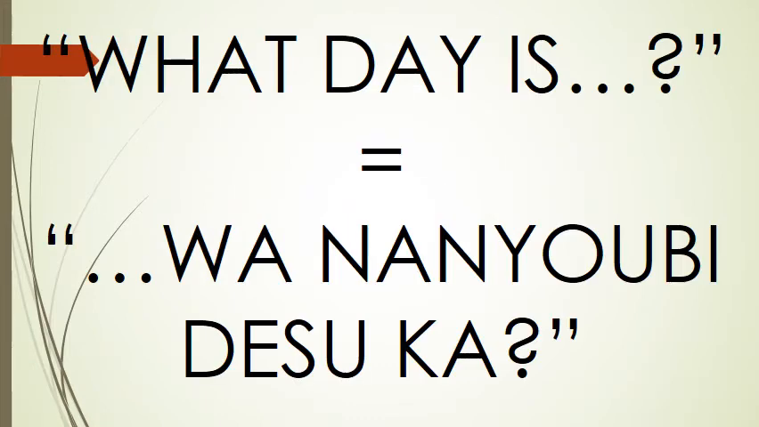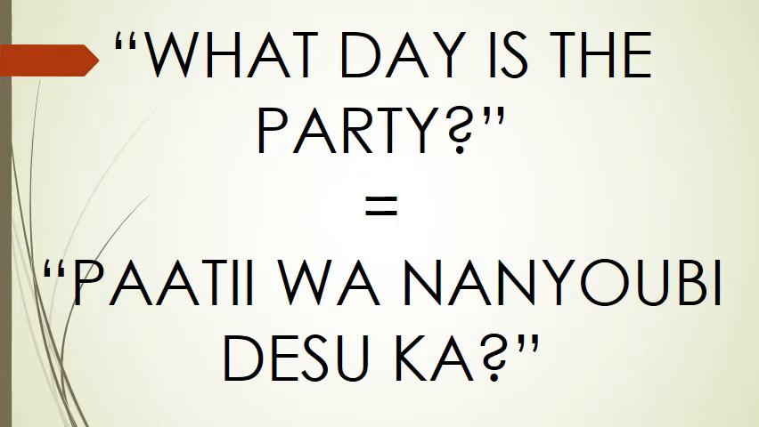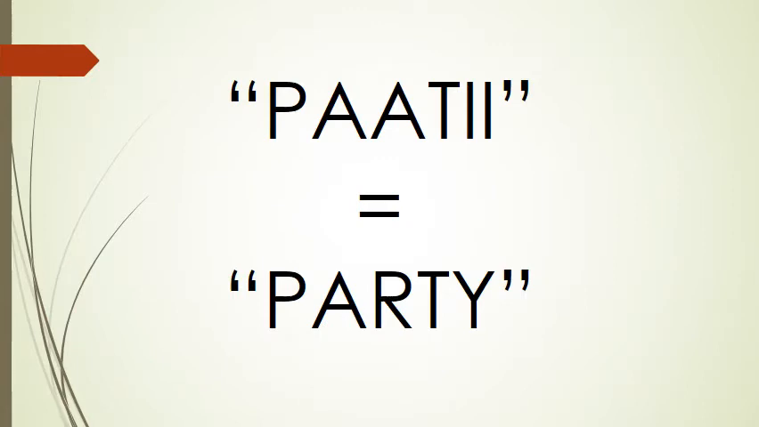Now, let's take a look at how we would ask a question about when something takes place. If we want to ask what day something is, we can use the phrase wa nanyobi desu ka? So, for example, if we wanted to say what day is the party in Japanese, we could say party wa nanyobi desu ka? So let's take a look at the individual parts of this sentence. Party means party. This is actually just the English word party said with a Japanese pronunciation. It is an English loan word in the Japanese language.